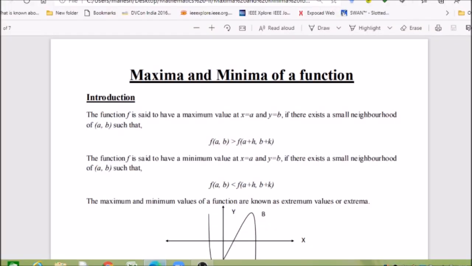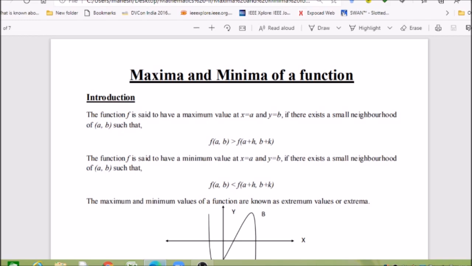In this video, we learn how to find the maxima and minima of a function. Introduction. A function f is said to have a maximum value at x equals a and y equals b if there exists a small neighborhood of (a, b) such that f(a, b) is greater than f(a + h, b + k).